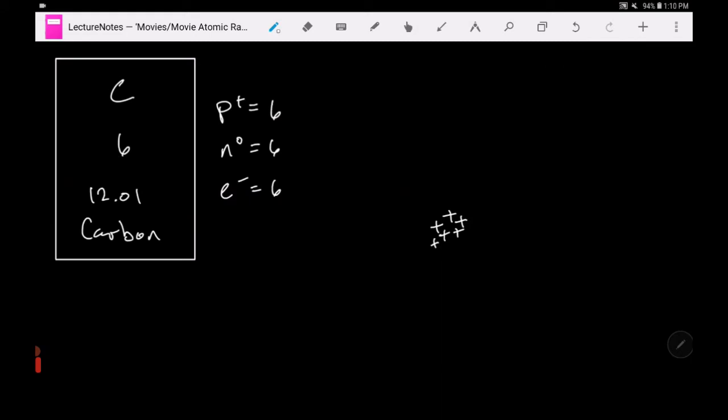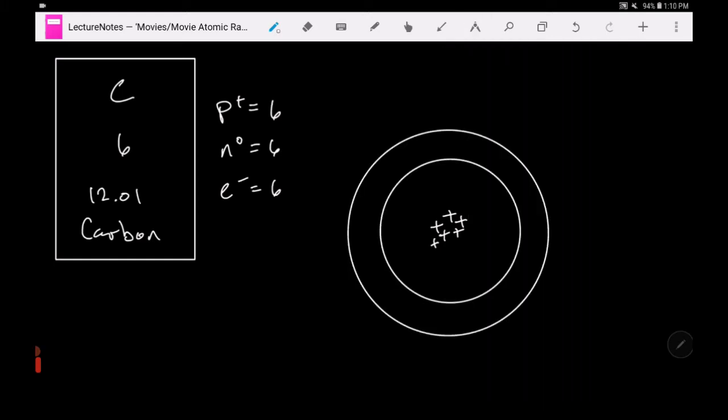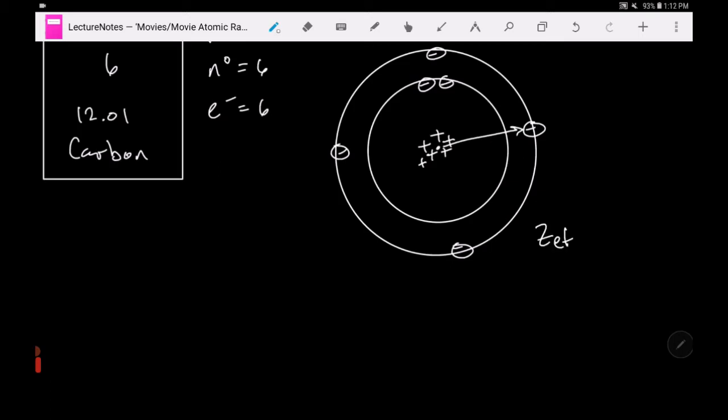A carbon atom has 6 protons in the nucleus, and also no one cares about the neutrons in the nucleus. The first 2 electrons go in the first energy level, and then 4 electrons go in the second energy level. The distance, the radius of the atom, is from the nucleus to the valence electrons. Carbon's going to have an effective nuclear charge of the number of protons minus the number of core electrons. The force of attraction is going to be proportional to the effective nuclear charge times the charge of the electron divided by the square of the distance between them.